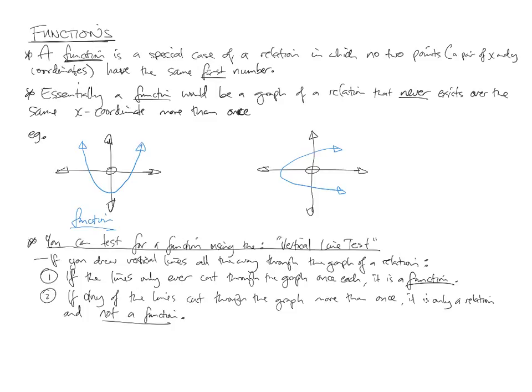because it never exists over the same x coordinate, or you can think of it the other way, in that none of the points on this graph have the same first number, the same x coordinate.